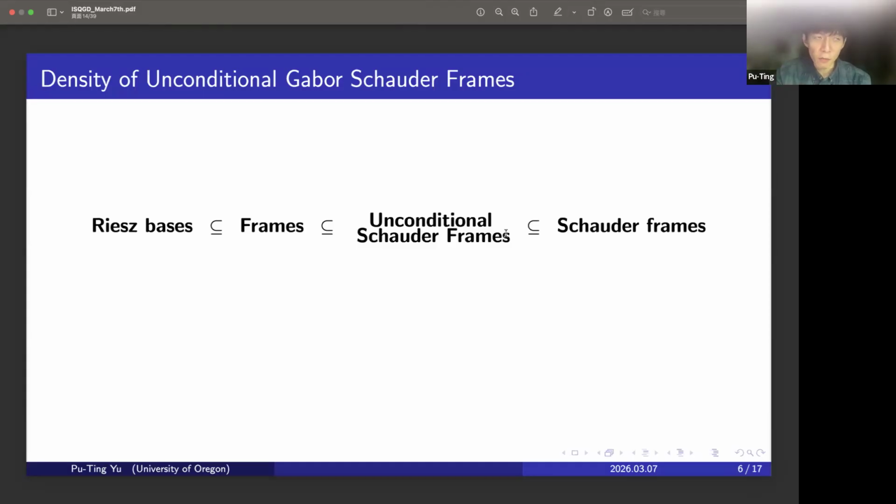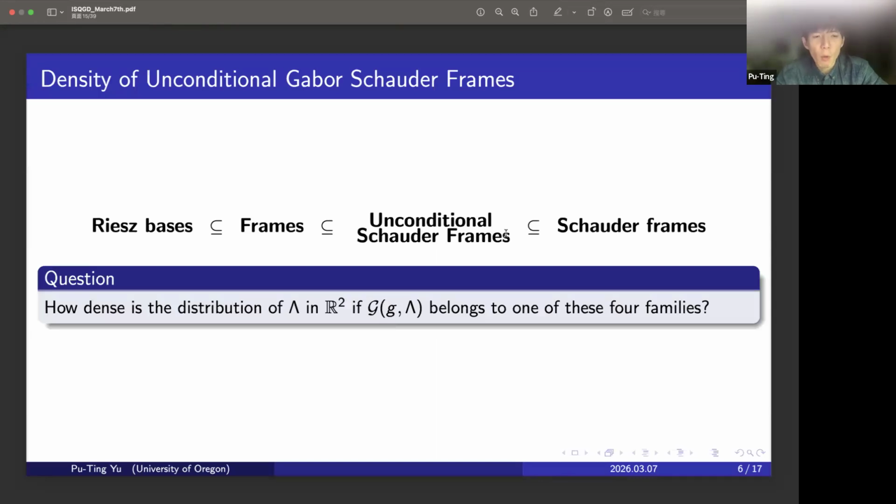As I mentioned, the main idea behind this research topic is we want to see how dense the set of time-frequency shifts can be when we have a Gabor system with some nice approximation properties, right? So now the question becomes, how dense is the distribution of Lambda? Here Lambda is the set of time-frequency shifts in R2 if this Gabor system belongs to one of these four families. But I haven't really talked about what kind of criterion I'm going to use to estimate how dense this Lambda is. So the criterion I'm going to use is the classic Beurling density.